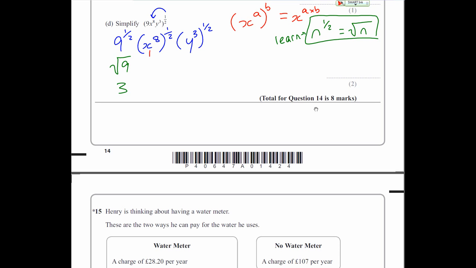This one, the next one, like we said over here, x to the power of 8 to the power of a half is x to the power of 8 times a half. Same with this one, y to the power of 3 times a half. Okay, so x to the power of 8 times a half is x to the power of 4. And y to the power of 3 times a half is 3 halves, 3 over 2. So the simplified version is 3 times x to the 4 times y to the power of 3 over 2.